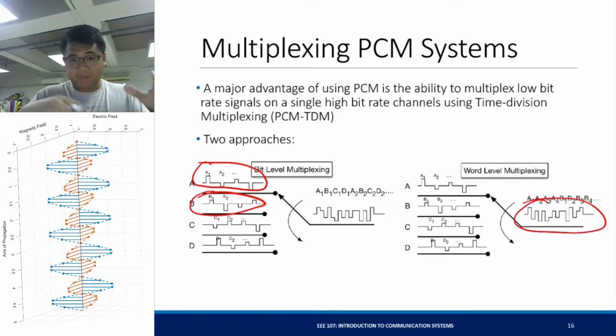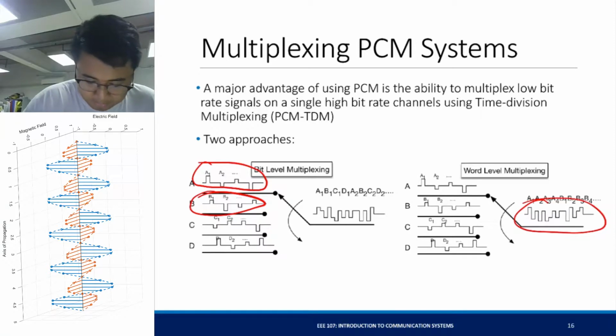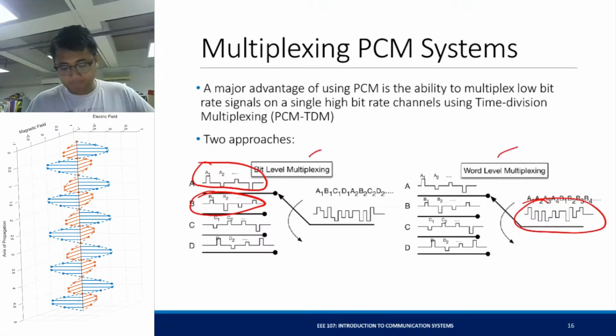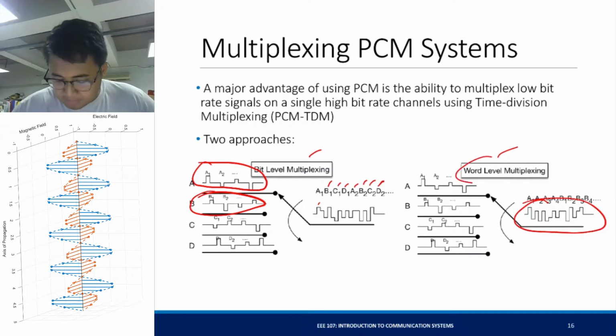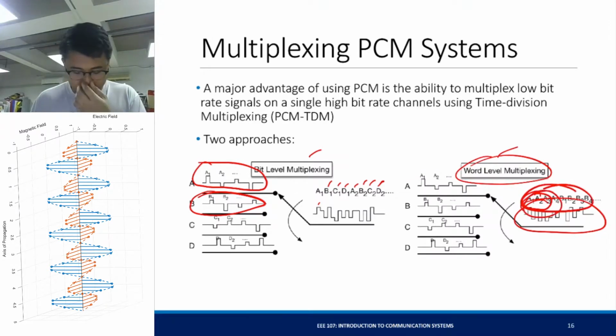And you extract them based on where the user is transmitting. Okay? So there are two approaches. It could be a bit level multiplexing or word level multiplexing. The bit level multiplexing is you alternate the bits per user. The word level multiplexing is you alternate each word per user, as you can see here. So all the bits of all the words, code words of user A is transmitted first before user B. But the concept is still the same.